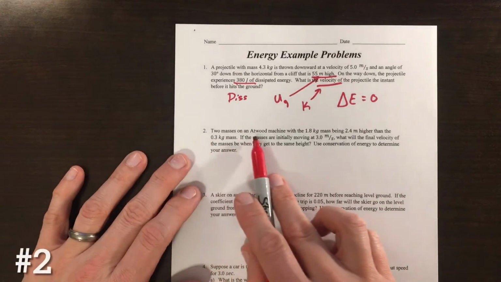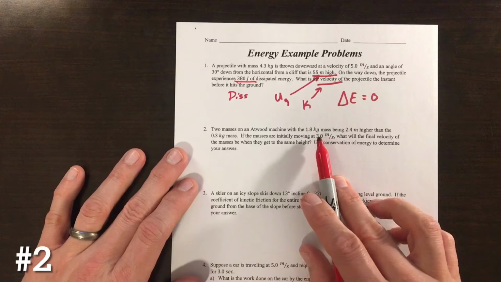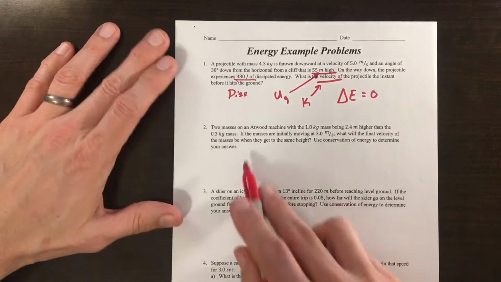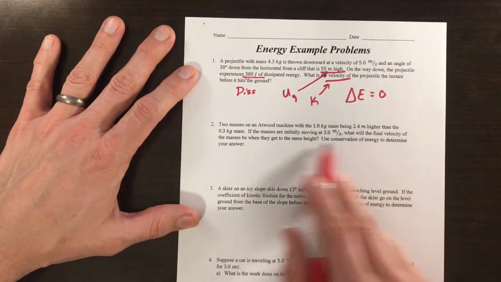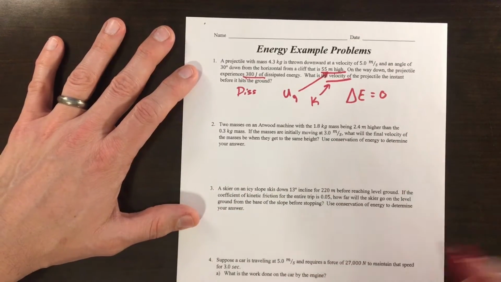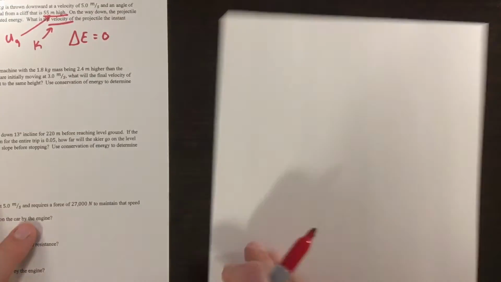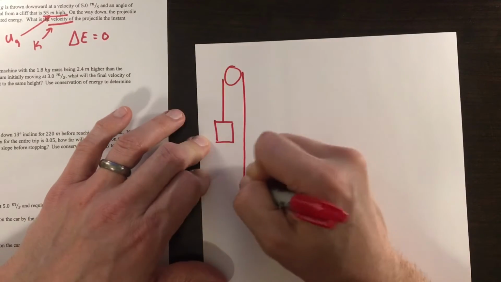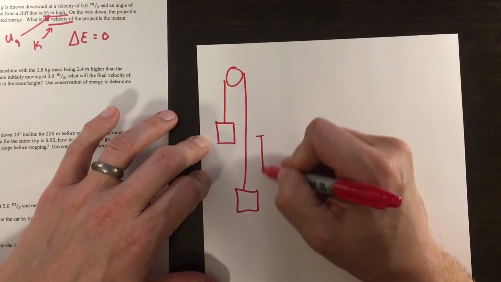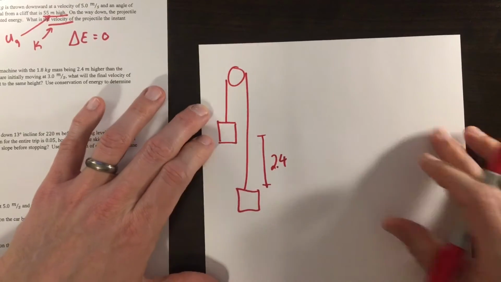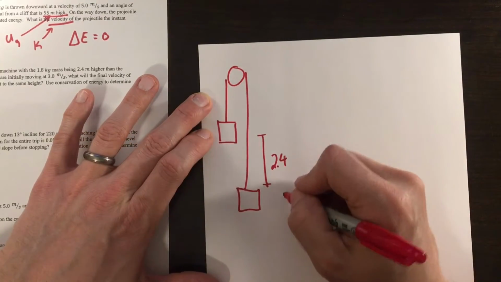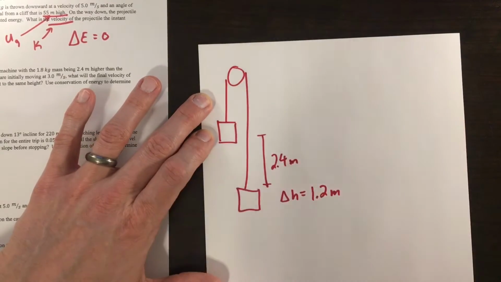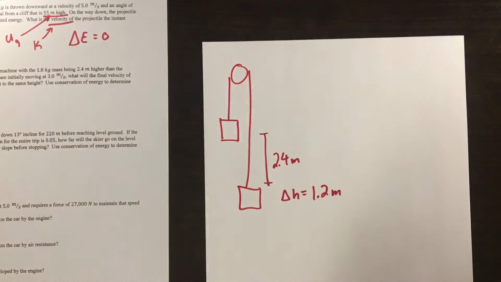Next problem says two masses on an Atwood machine, with a 1.8 kilogram mass being 2.4 meters higher than the 0.3 kilogram mass. If the masses are initially moving at 3 meters per second, what's the final velocity of the masses when they get to the same height? Use conservation of energy. Okay, so we have two masses, and they are a distance of 2.4 meters from each other. So when they get to each other, that means they're going to have a change in height of 1.2 meters. So really 1.2 meters is going to be our change in height for this.